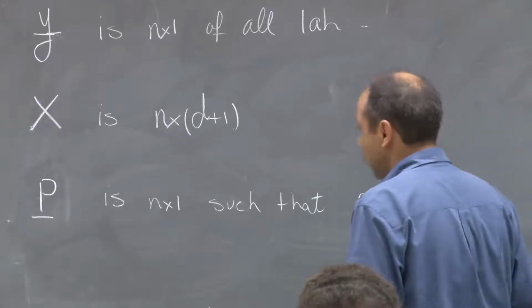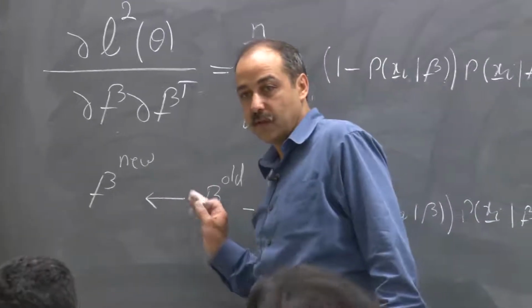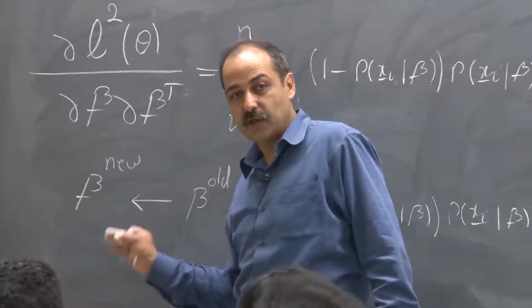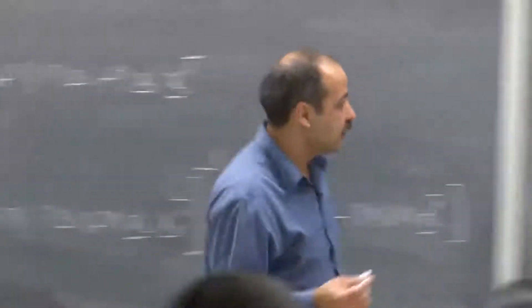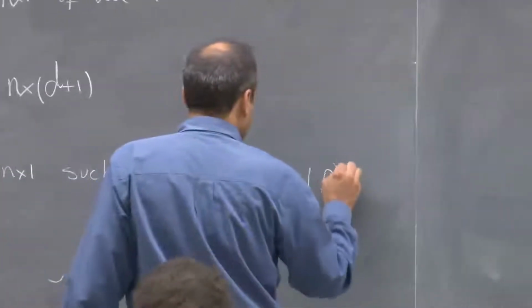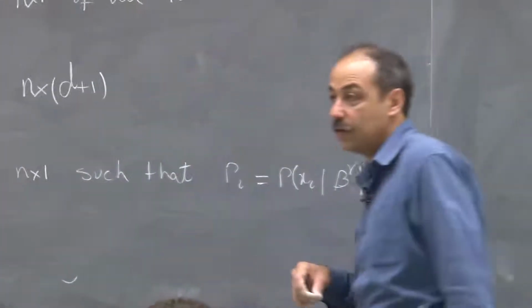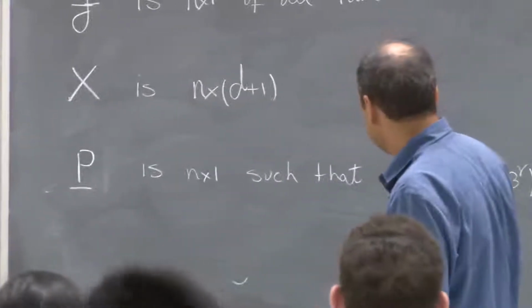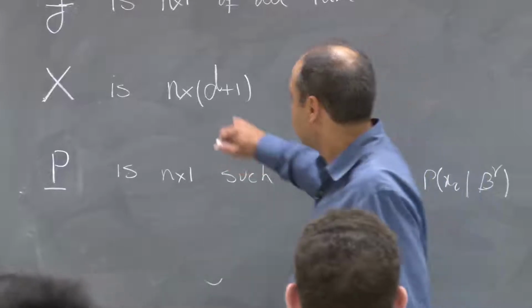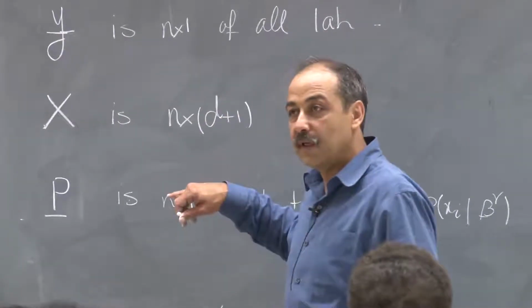And to be clear, we have two betas, beta new and beta old, or beta at iteration r+1 and beta at iteration r. So this is the beta that you already know, beta at iteration r. Yes? D plus 1. X is the matrix with D plus 1 columns. Yeah, the last entry of X equals 1.